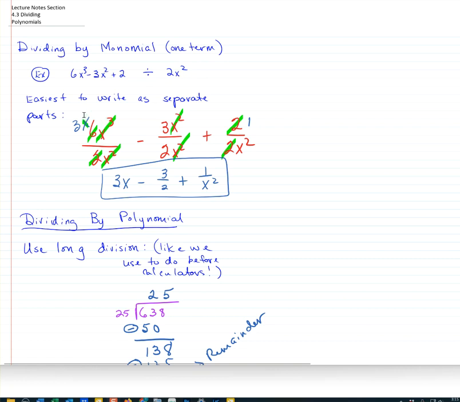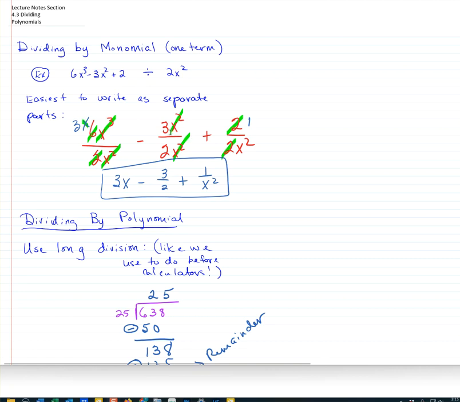The easiest way is to write it as separate parts. Take each of these and divide by the 2x squared. So we write it out, 6x cubed minus 3x squared plus 2, and on the bottom, the denominator of each, we put 2x squared. Then you begin to cancel out. 2 goes into 6, leaves 3. X squared goes into x cubed, leaves 1x. So we got that there.